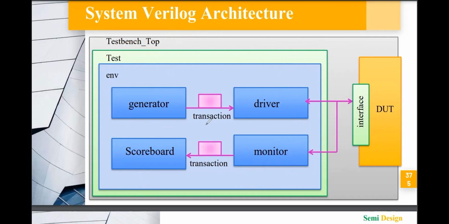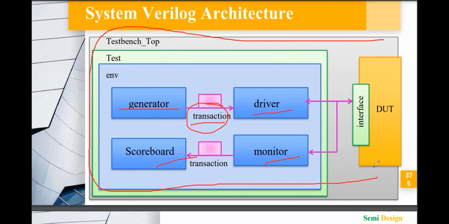So whatever you have seen, the generator is a class, the transaction is a class. In the transaction we have all inputs and outputs. The driver is a class, monitor is a class, scoreboard is a class, everything is a class. So whenever we are writing the testbench, this is the architecture we need to follow.